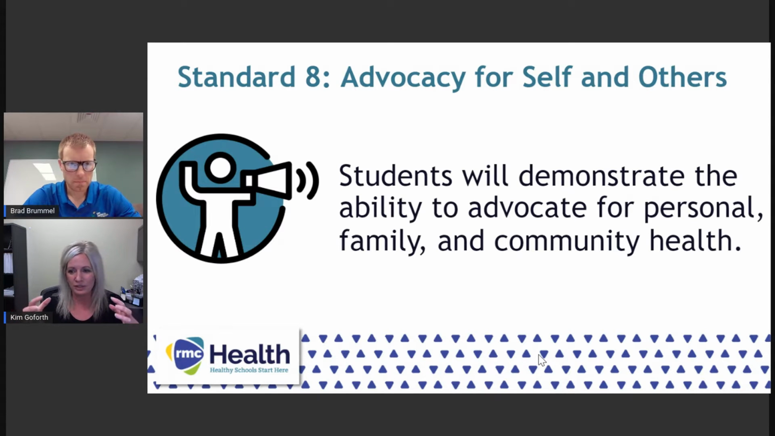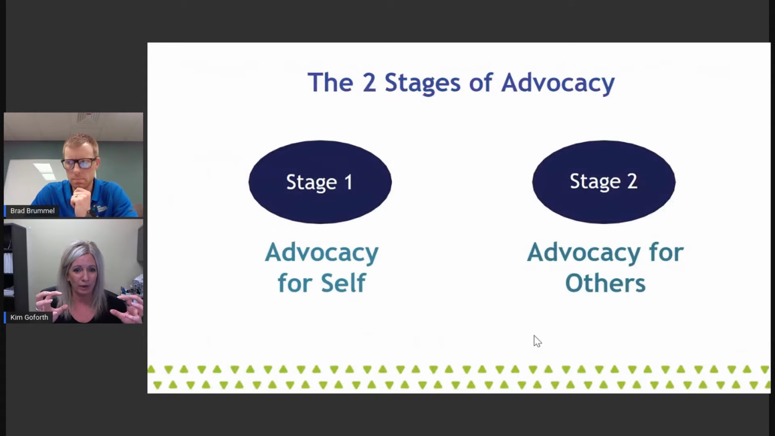And so I think that there's this bigness to this, and how do we act up and speak up for all of these different components. And so this particular standard is broken into 2 different stages. And that breaks it apart even further for us.